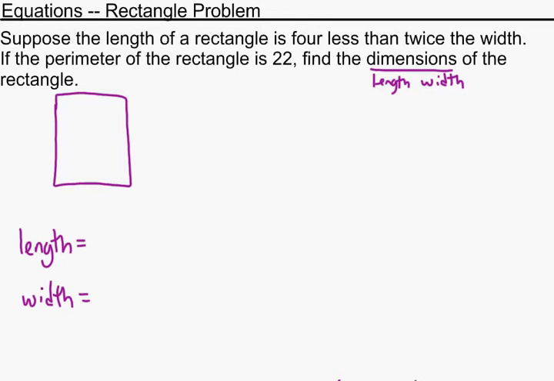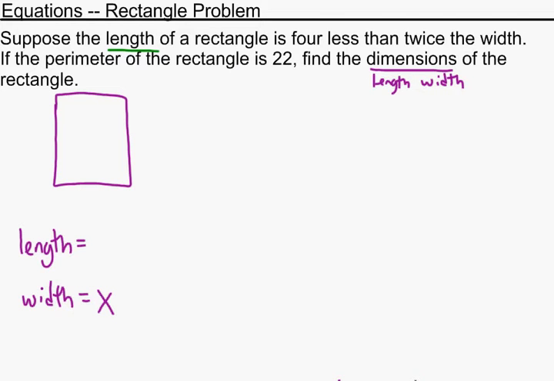Now the tough thing is deciding which one of those is my variable. So which one do I know the least about? In the problem, it tells me some information about the length in its relationship to the width, but nowhere does it tell me any information about the width. So I'm going to go ahead and let the width be x.